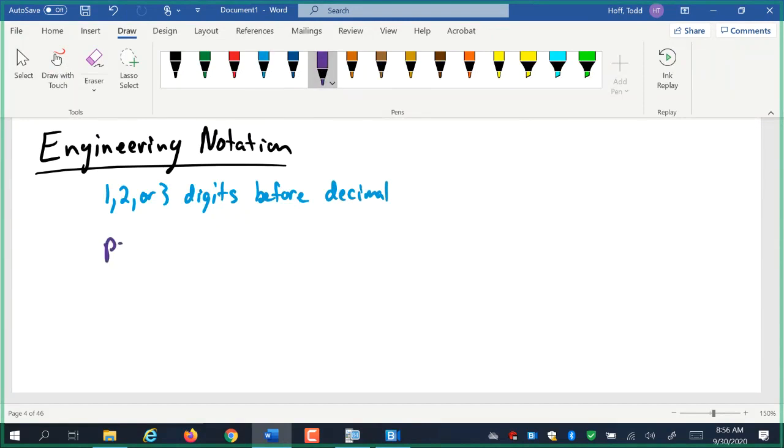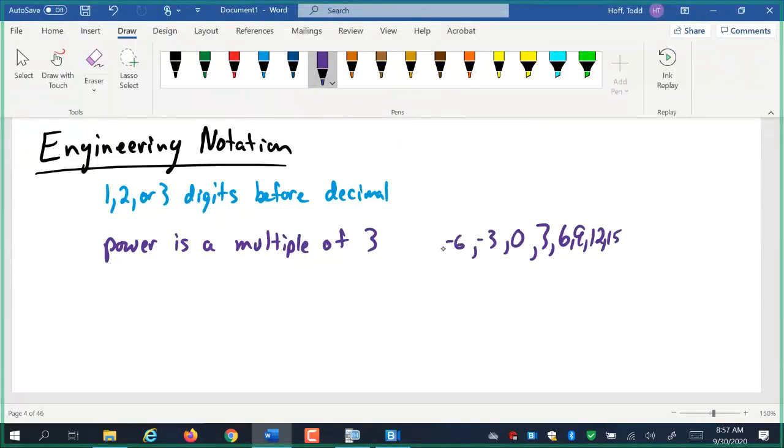And the power of 10 has to be a multiple of 3. Remember, we talked about multiples briefly when we did factoring at the end of Unit 1. Multiples of 3 are 3, 6, 9, 12, 15. But they're also 0, -3, -6, -9, going backwards.